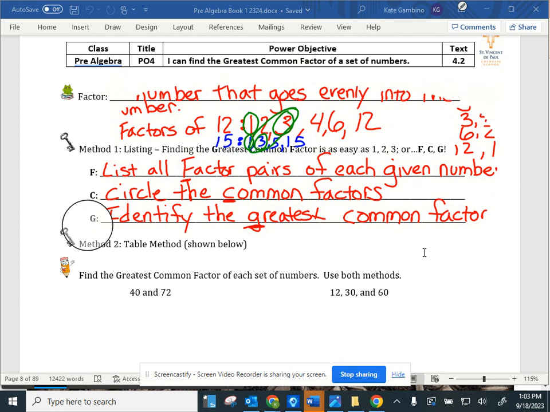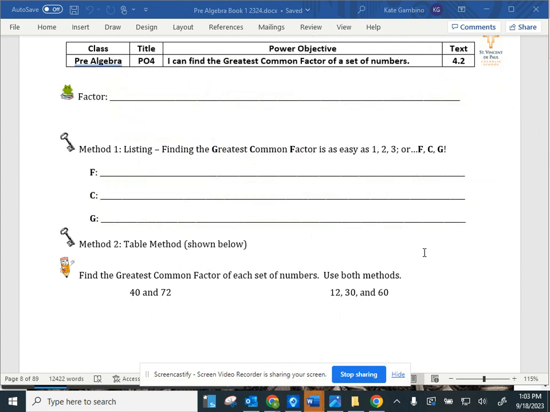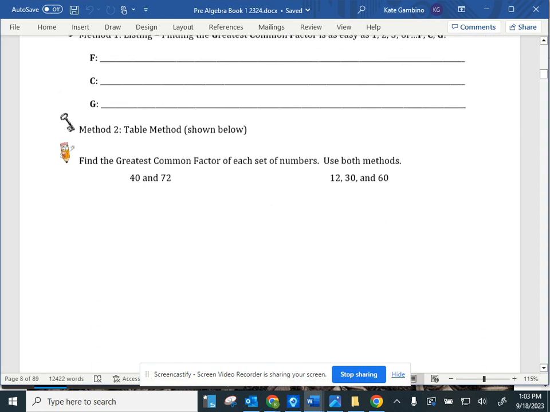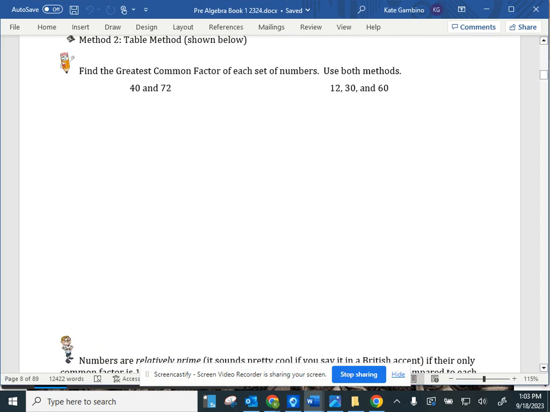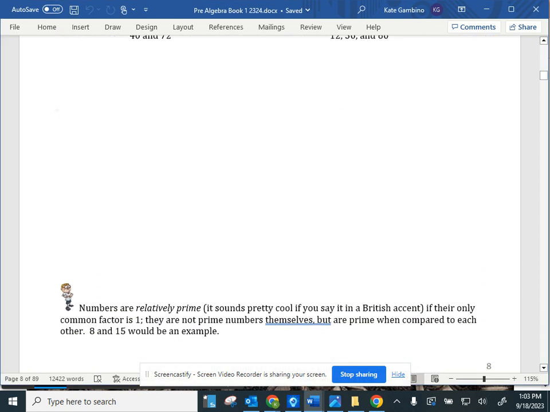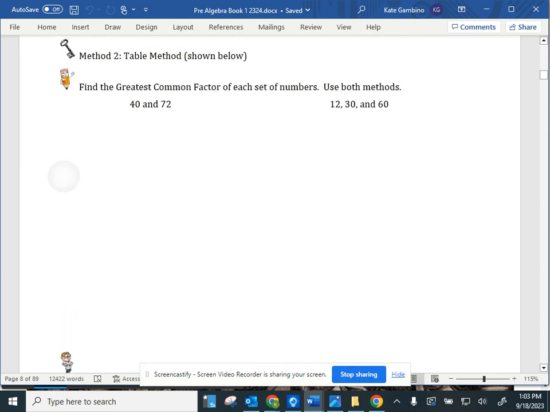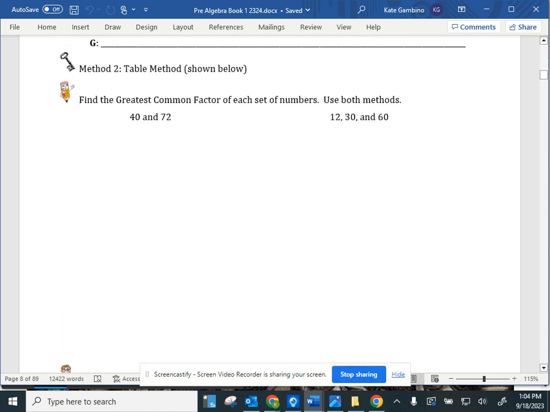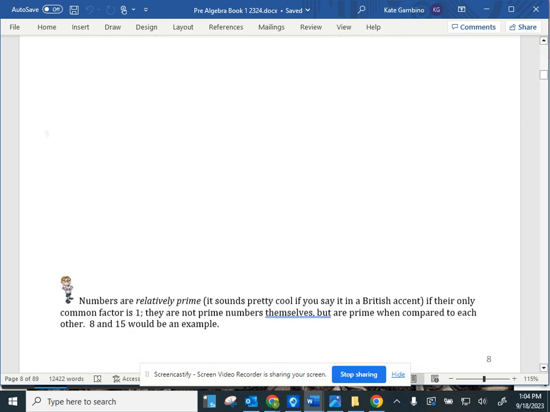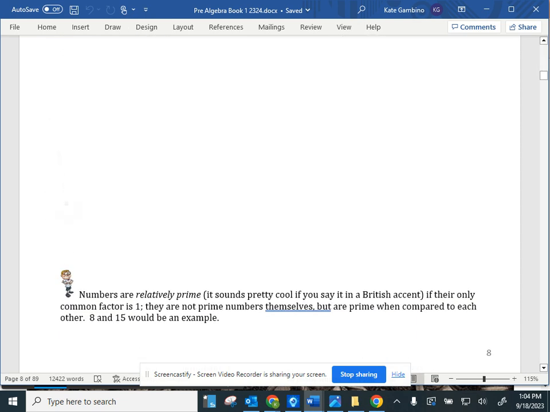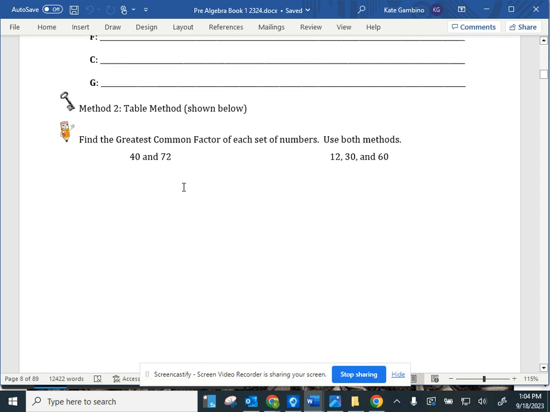So now, the greatest common factor of each method to the table method, it says it's shown below. They did not show it below. Interesting, Mr. Schultz. I'm not sure. He changed up, whoops, it's not scrolling. He changed it up from my answer key that I have.